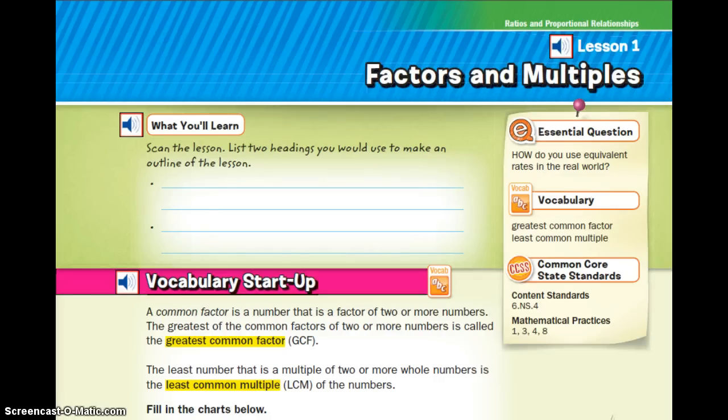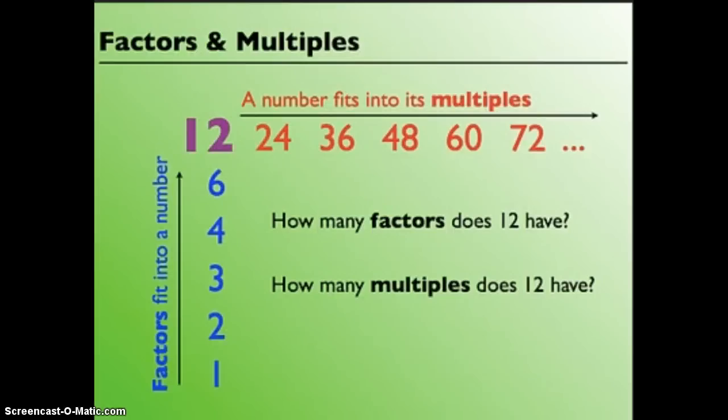Before we talk about the greatest common factor and the least common multiple, let's talk about the words factors and multiples. A number fits into its multiples. So with the number 12, all we're doing is multiplying up. So in multiples, we are multiplying up. So that would be 12, 24, 36, 48, 60, 72, on and on.